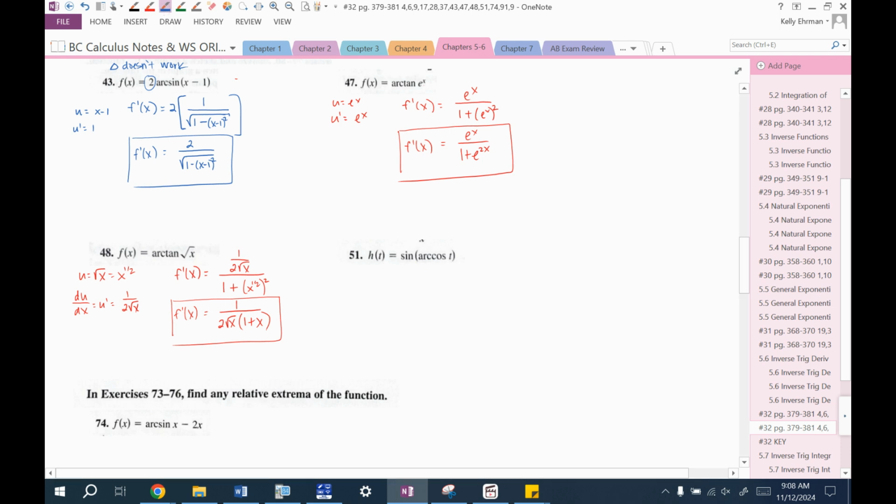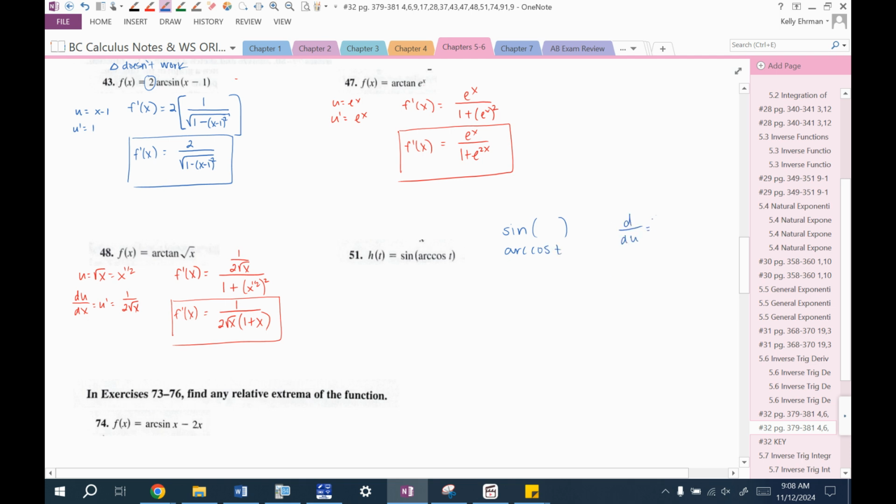Sine of arc cosine. Now remember, this is like saying sine of theta, but I think I'm going to do a little bit of chain rule here. First, I'm going to take the derivative of the sine of something, and then I'm going to take the derivative of arc cosine of t. So what was our arc cosine formula?